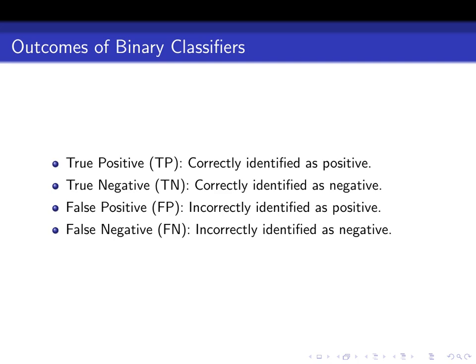Binary classifiers produce four types of outcomes. A true positive occurs when a positive result is correctly predicted, while a true negative is when a negative result is correctly predicted. On the other hand, false positives happen when a negative outcome is incorrectly identified as positive, and false negatives occur when a positive outcome is incorrectly identified as negative.